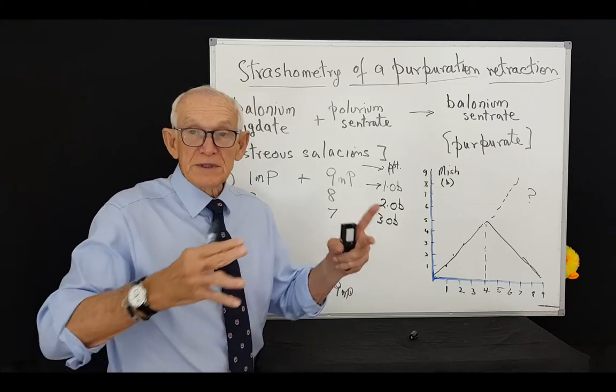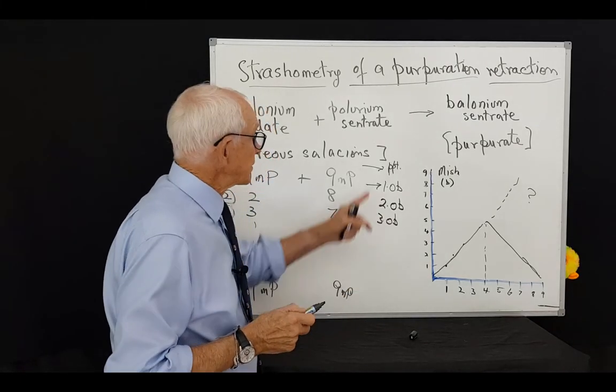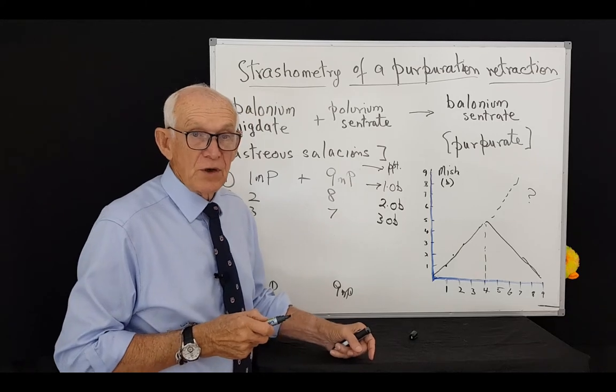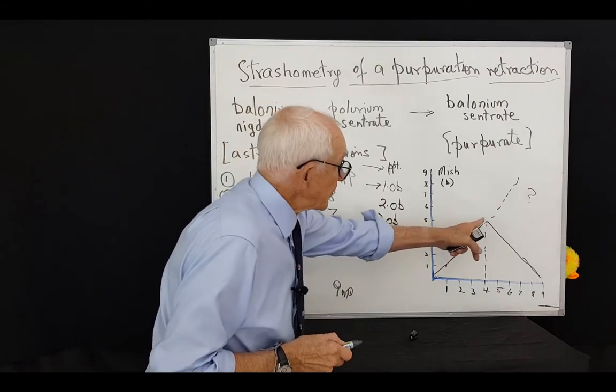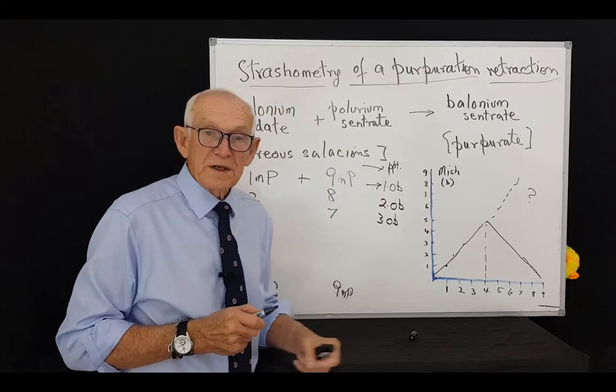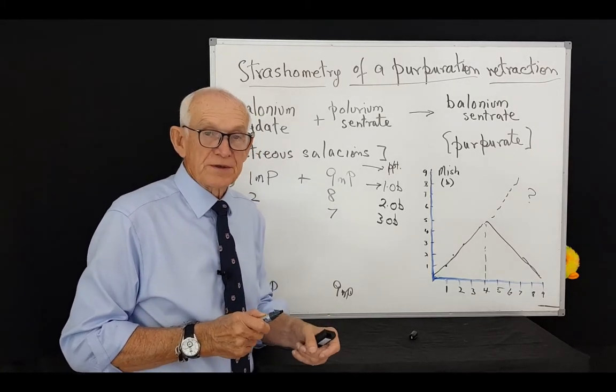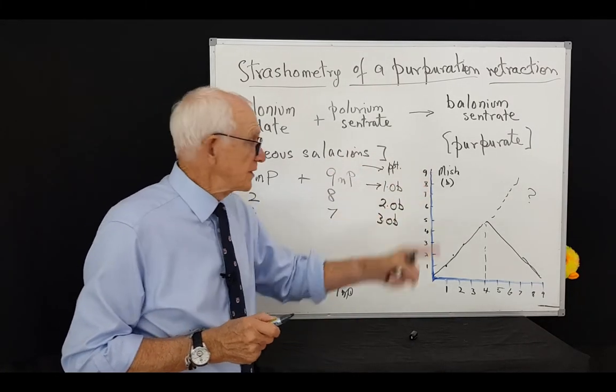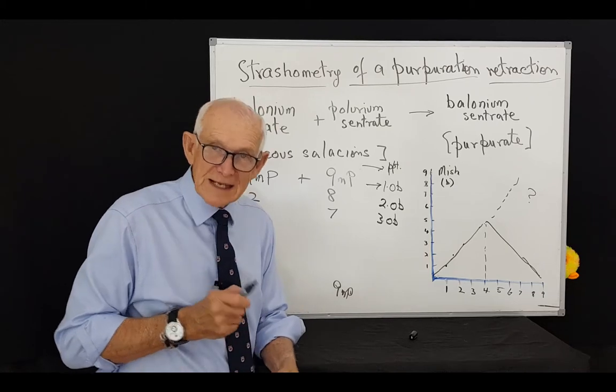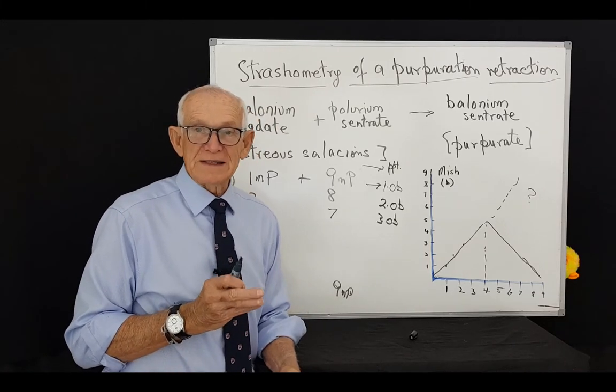So the big broad task that you have is to, through your masses, work out from this point of intersection what is the ratio of the number of mules of the two retractants at that point where they exactly react with no NZs of either.